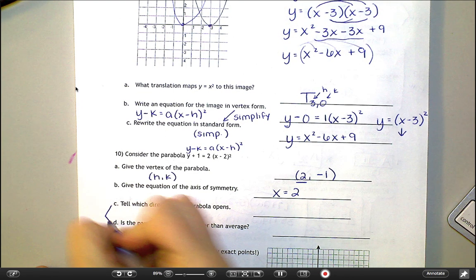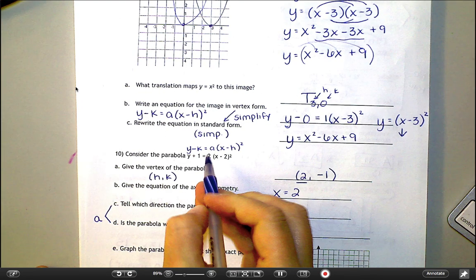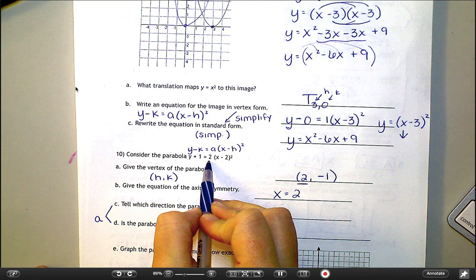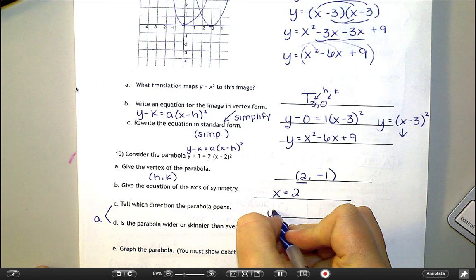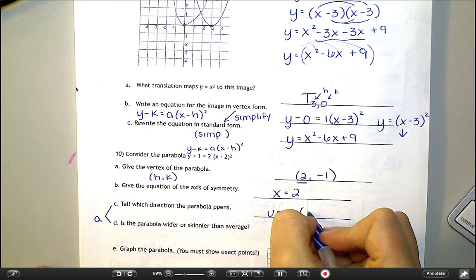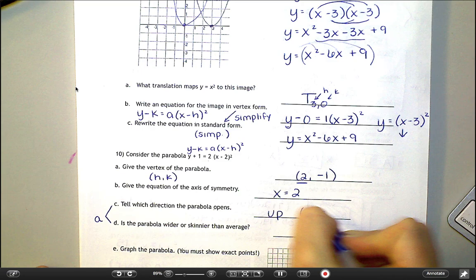C and D, these are both based on the A value. Okay, so for us that's 2. That 2 means that my parabola opens up, and that's because A is positive.